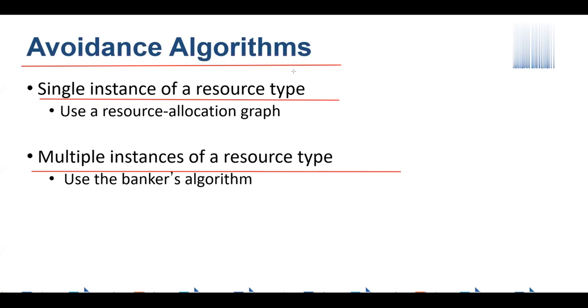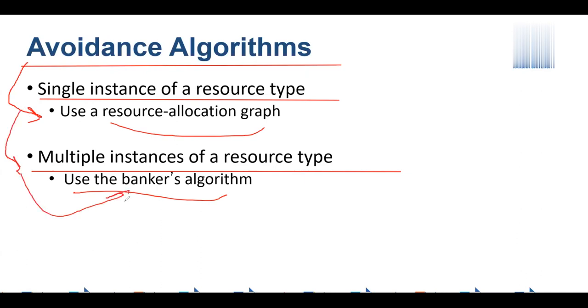Okay, guys. So if your system consists of shareable resources, then it will follow the banker algorithm. If it consists of single instance resources, then it will follow the resource allocation algorithm. This is a very important thing, dear students: in the avoidance algorithms, for single instance, what will be used? Resource allocation graph. And for multiple instance resources, what will be used? Banker algorithm, okay?